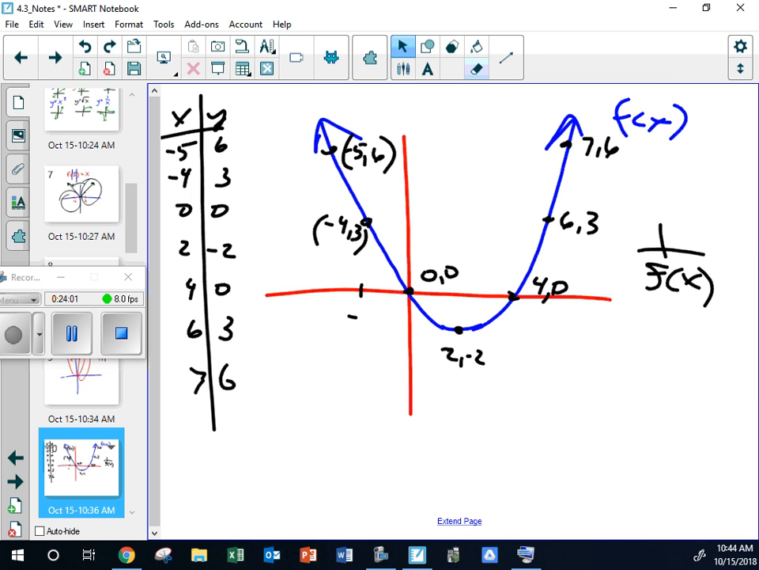Now, what am I going to do to all the y's? Make them into 1 over what they were. So my new y, I'm going to call it y prime, is going to be 1/6, 1/3. What's 1 over 0?